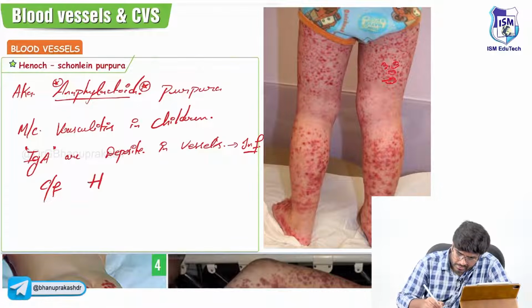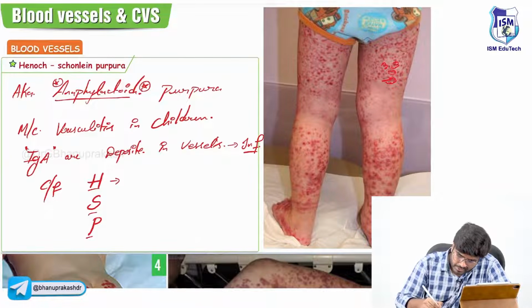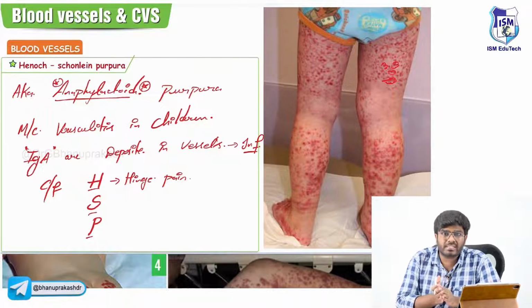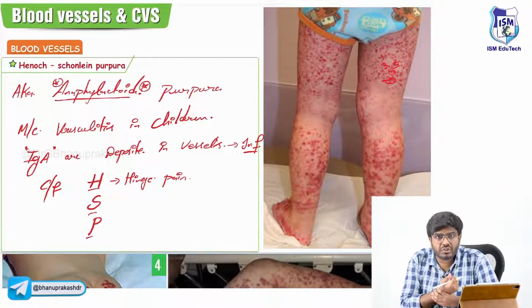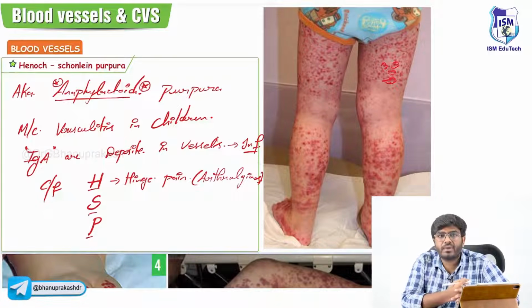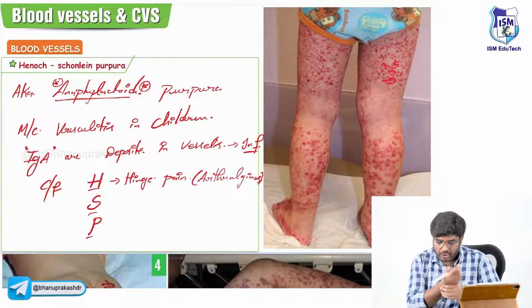I used to remember it like HSP. There is a mnemonic. HSP: H will be hinge pain. What is this hinge pain? Hinge, like you know the thing, right? Hinge means joints, hinge joint, a type of synovial joint. So that is arthralgias, pain in the joints.